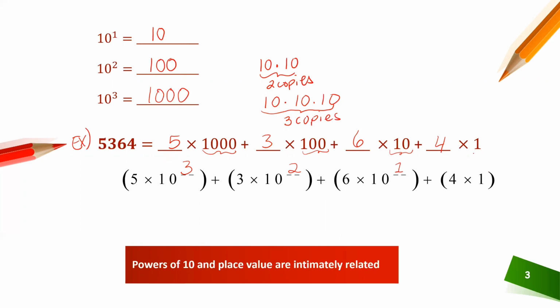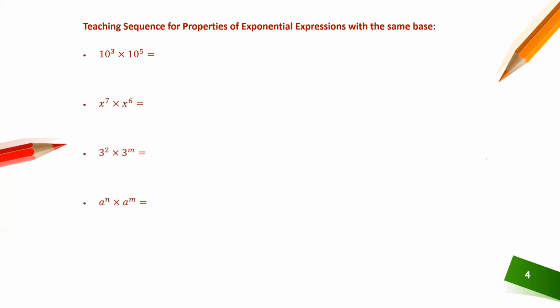And if we follow this, right here is the ones, but what do you think that is in terms of a power of 10? Well, if we follow this pattern, 3, 2, 1, this must be 10 to the 0 power. And we're going to explore that concept in just a little bit, why 10 to the 0 power is 1. All right, so let's just think about the teaching sequence. How does this go?